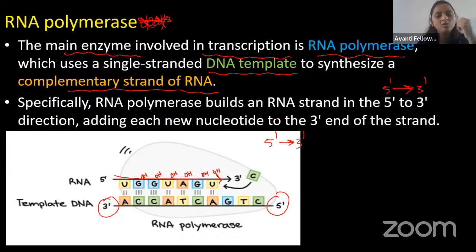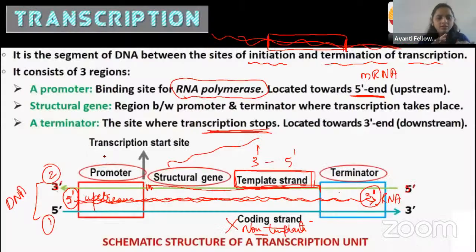Okay. So then how is it going to function? See here, it is going to synthesize in the 5' to 3' direction only. Always remember, DNA replication is also in the 5' to 3' direction only, RNA synthesis also in the 5' to 3' direction only, and protein synthesis also in the 5' to 3' direction only. Always remember, in molecular biology, everything is in the 5' to 3' direction only.